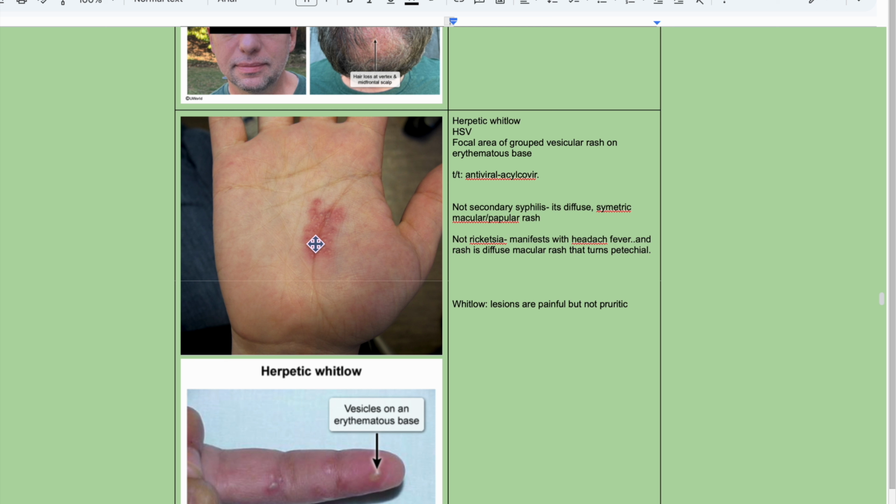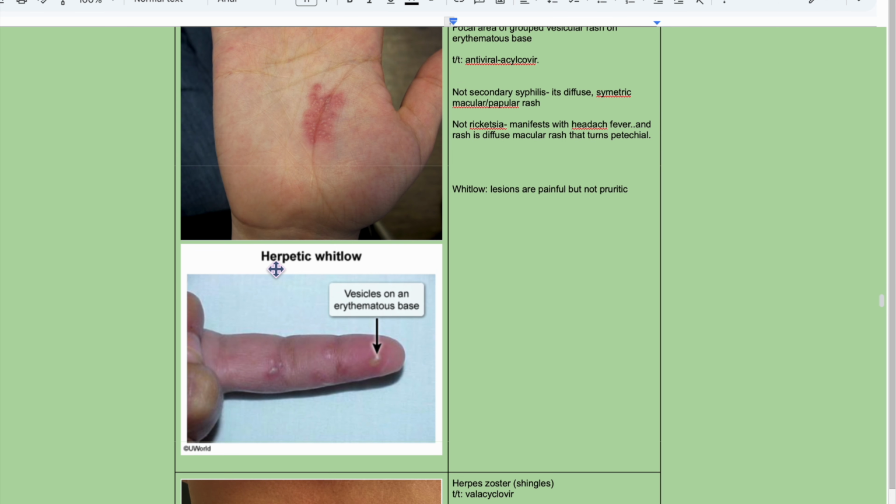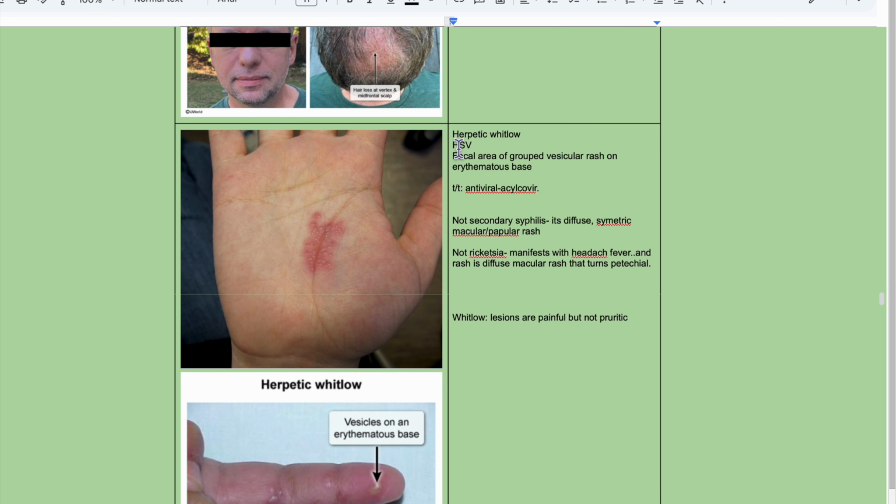Okay, this is herpetic whitlow due to HSV, again vesicles on an erythematous base. Don't confuse these with which ones? The Coxsackie virus or rickettsia or Rocky Mountain spotted fever, and syphilis, because they have rashes on the palms and soles. This is not the same. This is not a rash. This is a vesicle. So herpetic whitlow happens because of herpes, focal area of grouped vesicular rash on erythematous base. It just means it's red. The rash is red, and the vesicles are on top of it. Treatment is antiviral, so acyclovir.